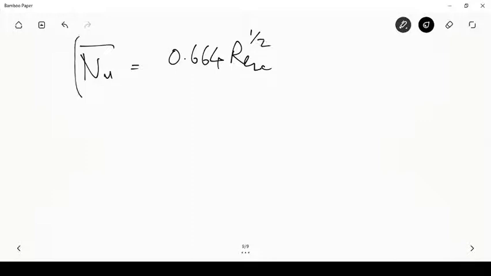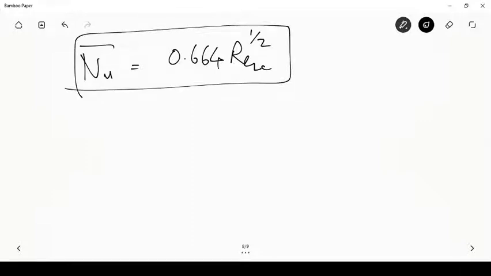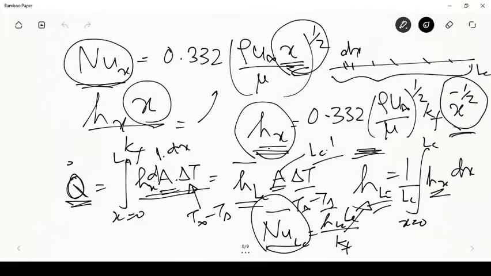So what do we get here then? Nu bar for any plate will actually be the integral of h dA, and since h has the x to the power of half condition, the integral will have a factor of 2, so you will get 0.664 Re_L^(1/2) for the value of Prandtl number and Schmidt number equal to 1.